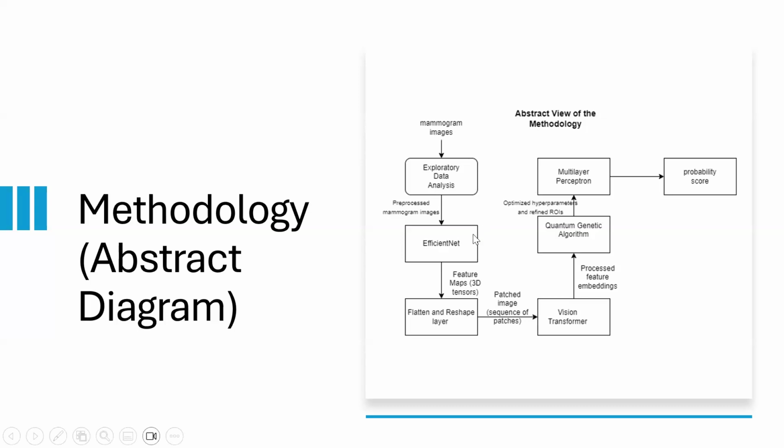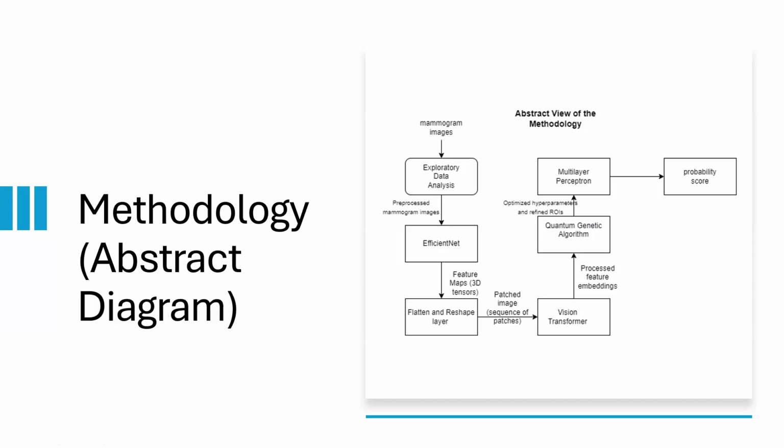EfficientNet is for extracting local features and reducing spatial redundancy, and it outputs feature maps. These feature maps are flattened. Remember, the vision transformer expects a sequence input, so we have to flatten and reshape these feature maps so that they are in that format. The output from here is the patched image, or sequence of patches, which enters the vision transformer.